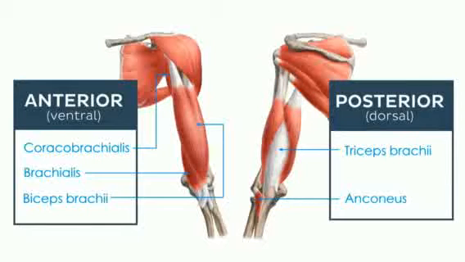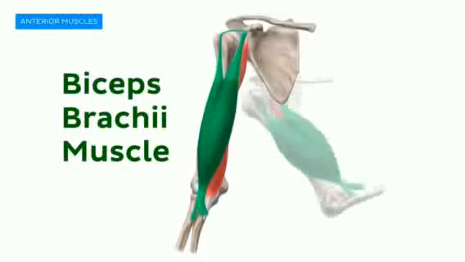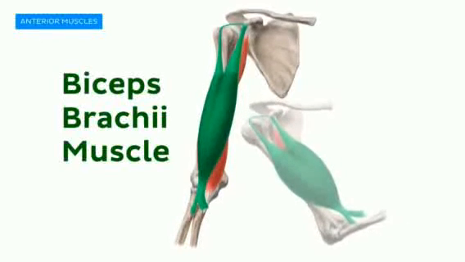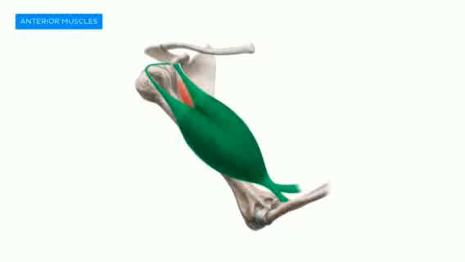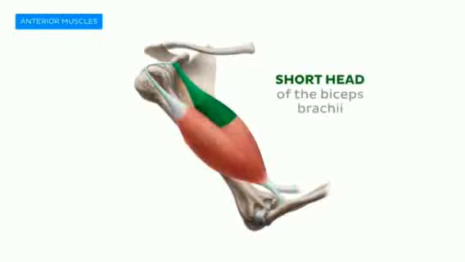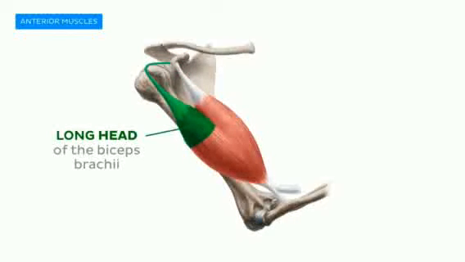Now let's start with the anterior or ventral group, beginning first with this muscle, which you see here highlighted in green. This, we all know, is the biceps brachii muscle. Now, true to its name, the biceps brachii has two heads, a short head located medially, as you can see here, and a more lateral long head seen here.